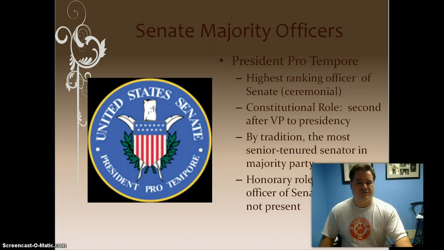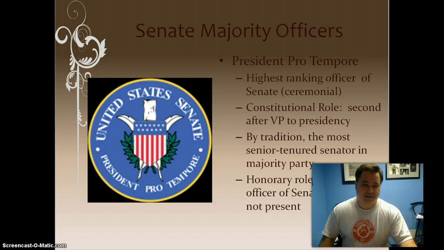This position of President Pro Tem is a constitutional role. Just like the Speaker of the House is a constitutional role, so too is the President Pro Tem. They're second in succession after the Vice President and the Speaker of the House. So if the President is incapable, the Vice President is incapable, the Speaker of the House is incapable, then it falls to the President Pro Tem.